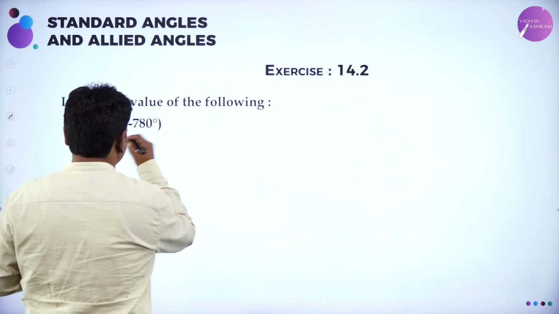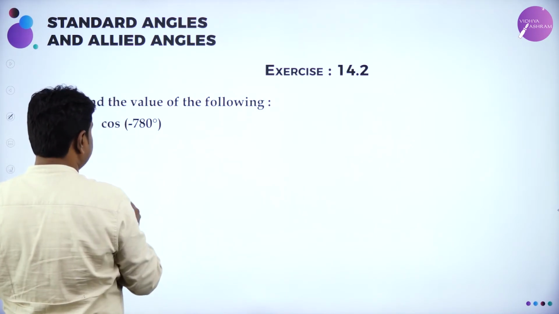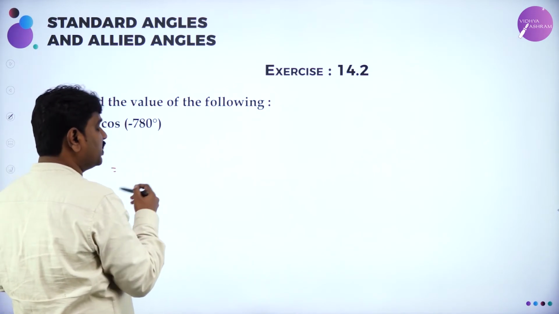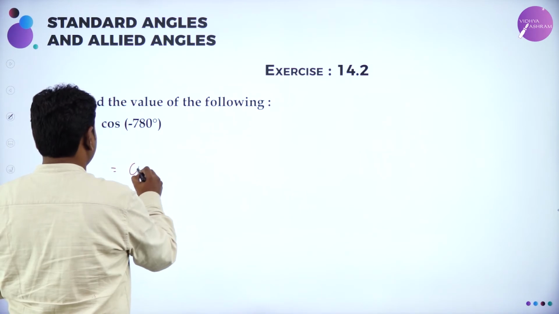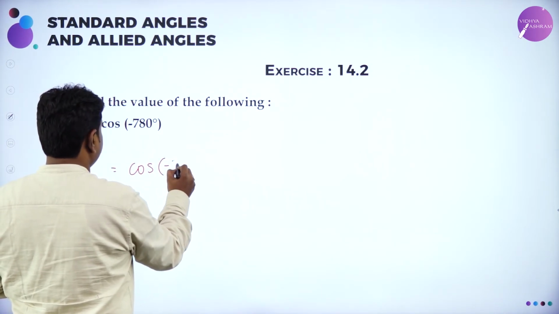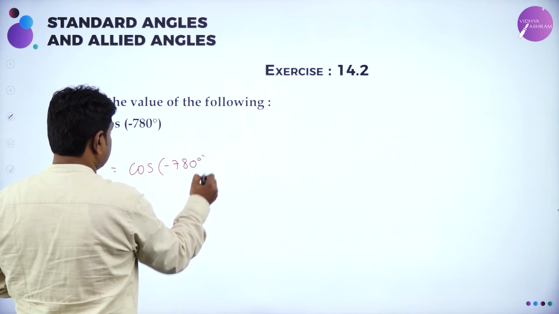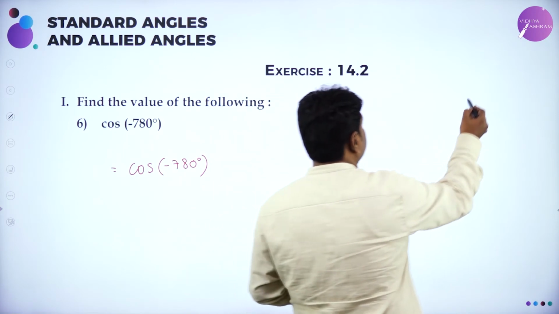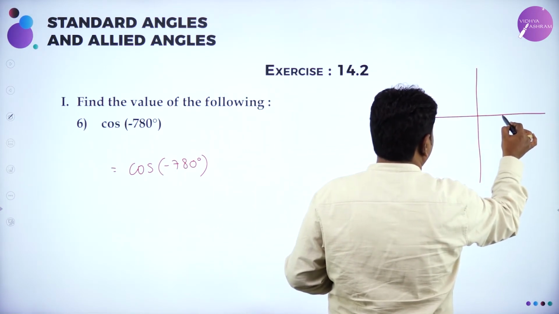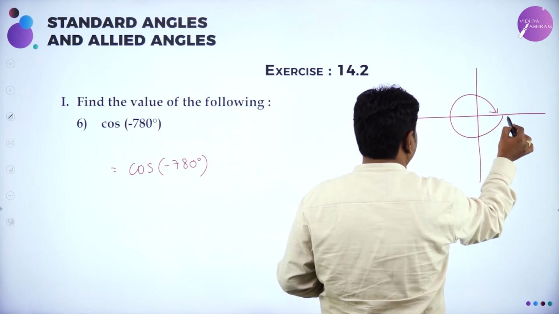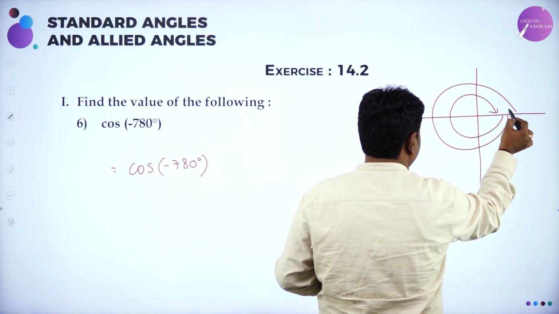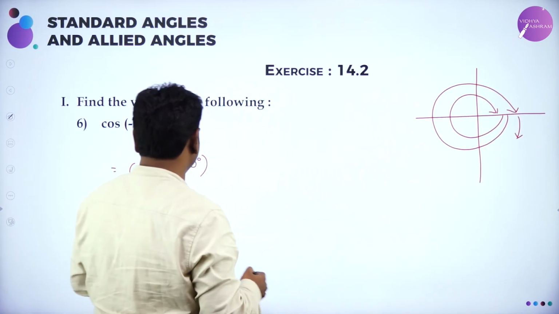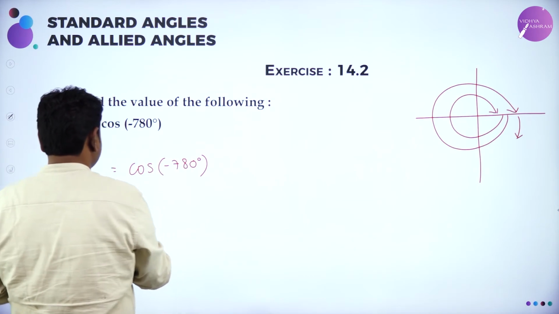Cos of minus 780. Cos of minus 780 degrees. Cos of minus theta is the same as cos theta. So dear students, minus 780 means you are going clockwise. So this is minus 360, you will come here. Again minus 360, you will come here. So you are going down like this. So now, we say cos of minus theta is the same as cos theta.